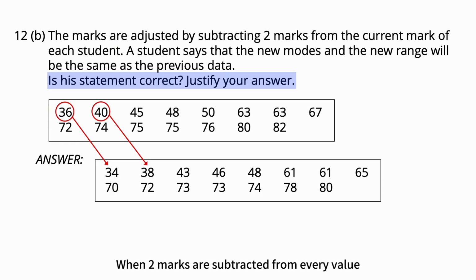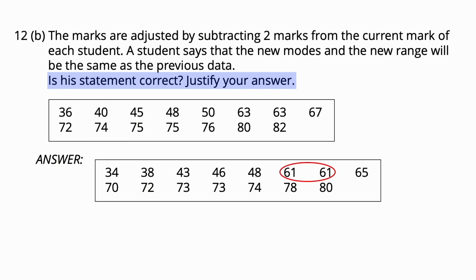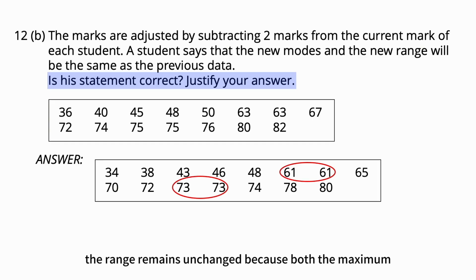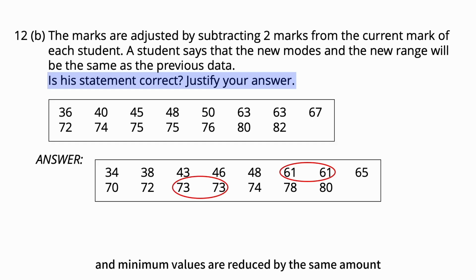When 2 marks are subtracted from every value, the modes change, but the range remains the same. The new modes are 61 and 73, which are different from the original modes. However, the range remains unchanged because both the maximum and minimum values are reduced by the same amount.